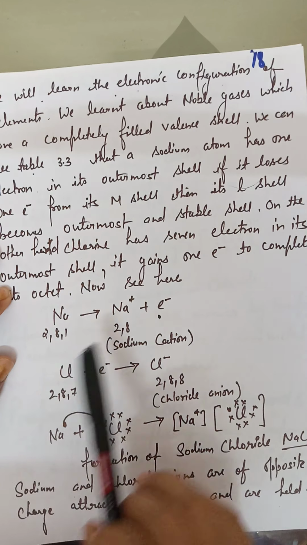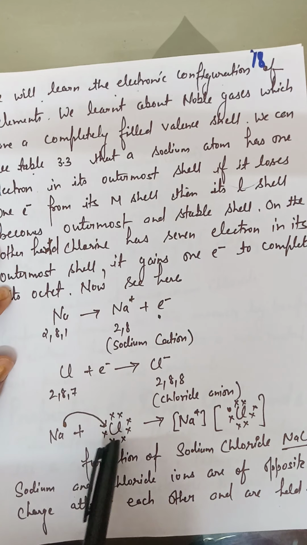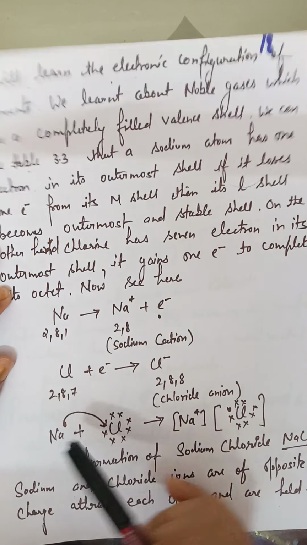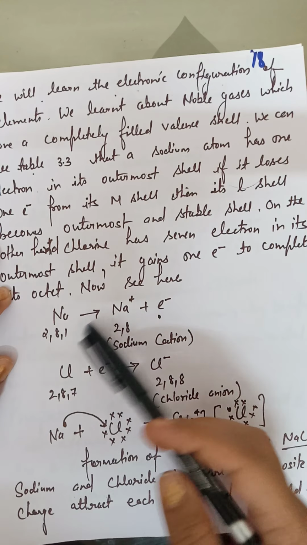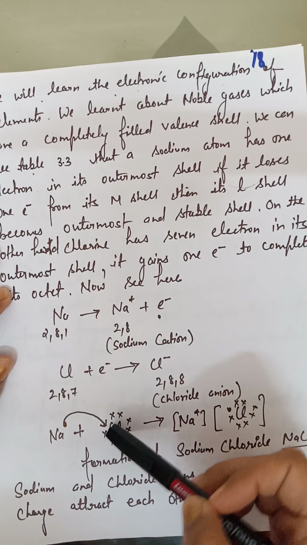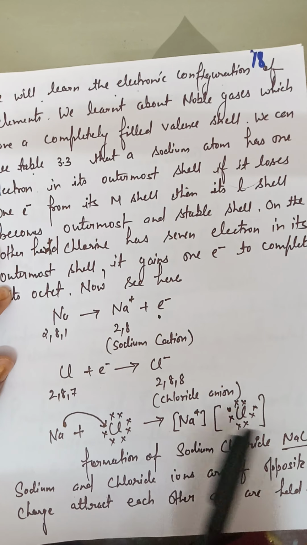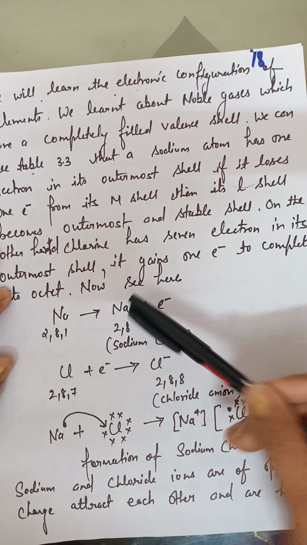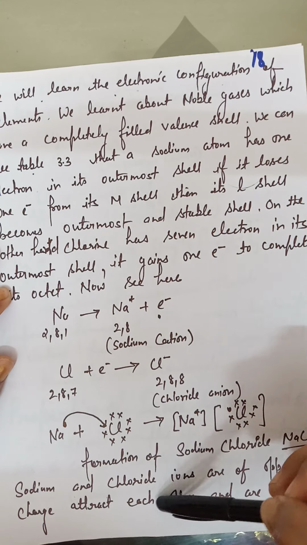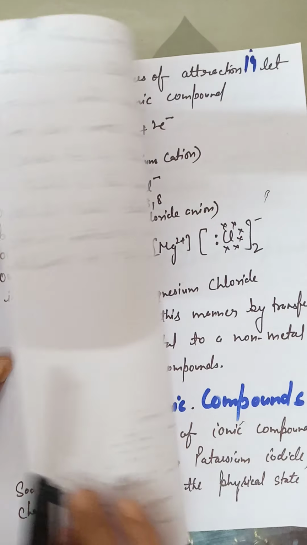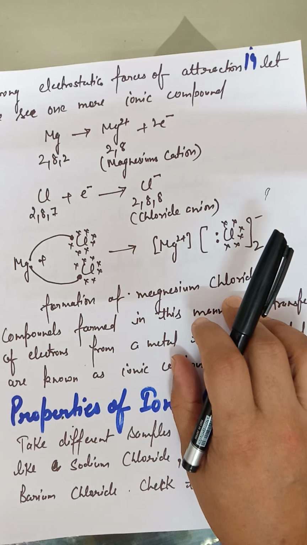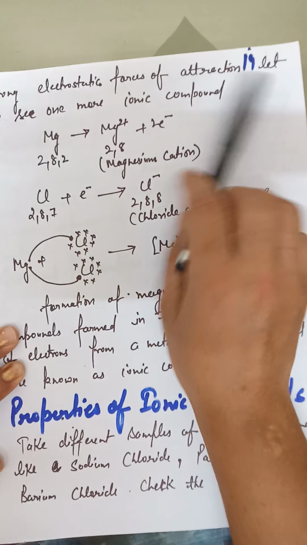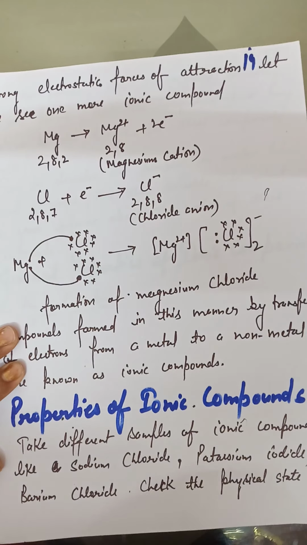See the reaction. Na+, whenever it reacts with Cl-, they form NaCl, because the 1 extra electron on sodium is imparted to the chlorine, and they form a bond, giving NaCl. So this is the formation of sodium chloride, that is NaCl. Sodium and chloride ions are of opposite charges. Because they are of opposite charges, sodium positive and chlorine negative, they attract each other and are held by a strong electrostatic force of attraction.